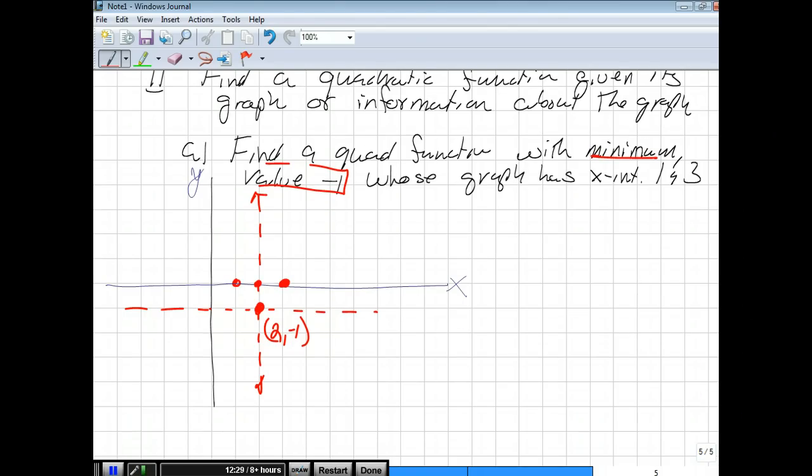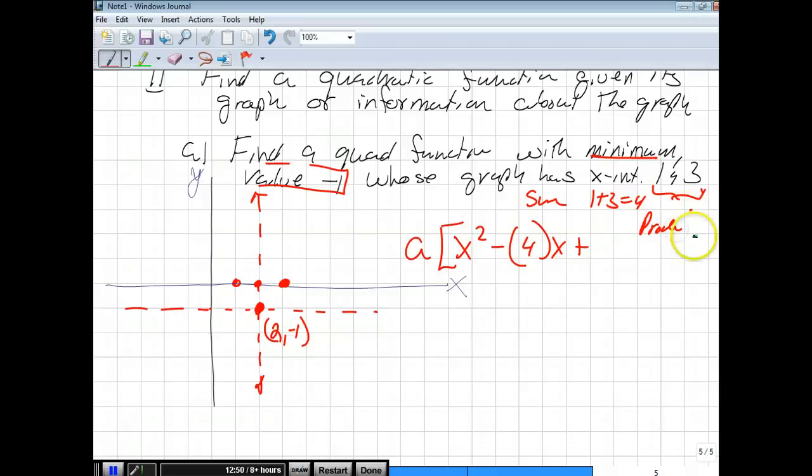Okay, so we know that. Right now, using what we know, the x-intercepts are really just roots. Okay, so we know a times x squared minus the sum of the roots. So the sum is 1 plus 3 plus the product of the roots. 1 times 3 is 3. Okay, but the question is, what is the a value here? Now we have more information, so we need to be able to find the a value.